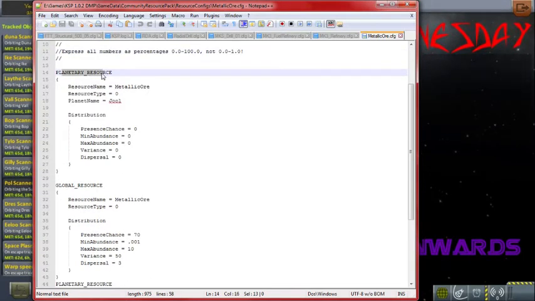So, planetary resource. Well, for whatever reason they put a planetary resource in first before a global, but oh well. It says resource name metallic ore. Okay, resource type 0, so mineable. Planet name Jewel.